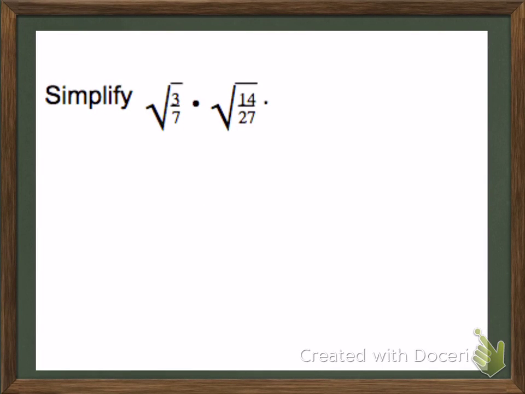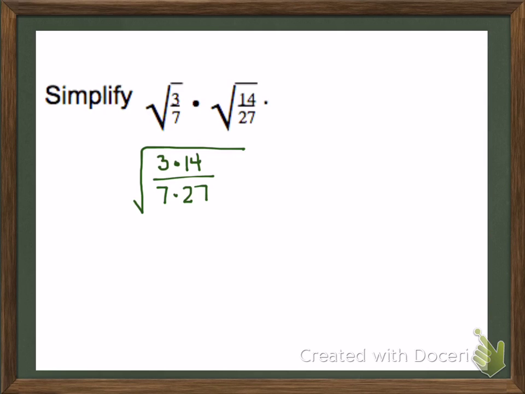So in the next one, we have fractions under the radical sign, and we want to simplify it so we end up not having fractions under the radical sign. We can still have a radical sign, but we don't want complete fractions under there. I'm going to start by combining them with multiplication, so I'm just going to put them together. That becomes the square root of the whole quantity, 3 times 14 over 7 times 27.